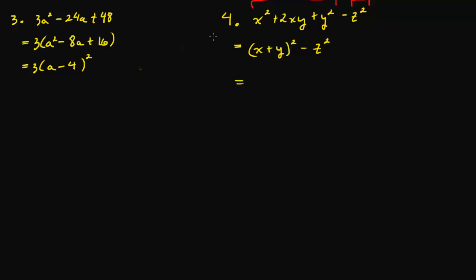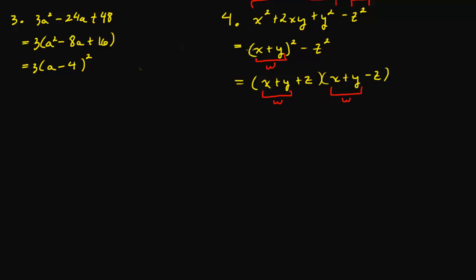So if I make a substitution here, I could think of this as w squared minus z squared, which would factor to w plus z times w minus z, where w is x plus y. So it's x plus y plus z, times x plus y minus z. All I did here was think of x plus y as w, and then I factored this difference of squares into conjugates.